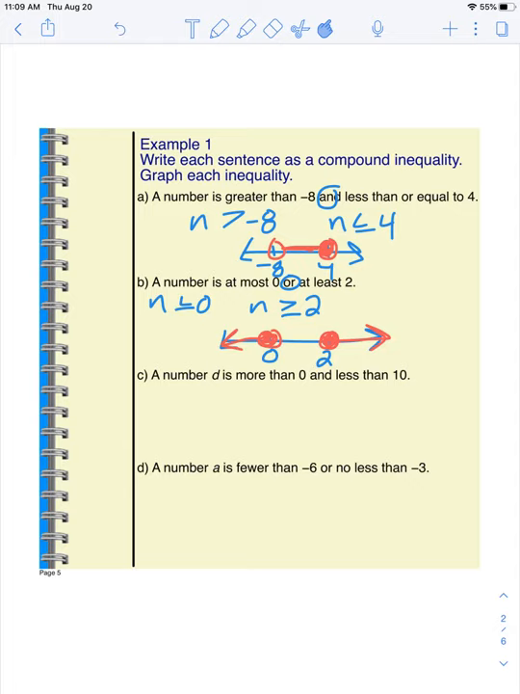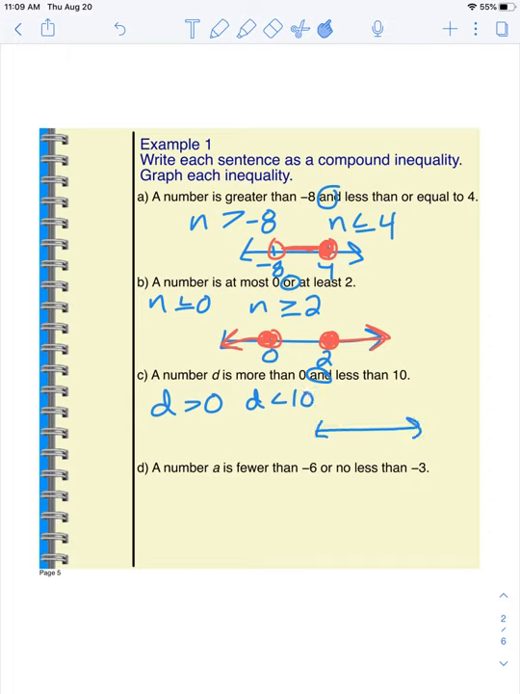All right, this is where you should pause the video, try C and D on your own, and then check them to see if you got them right. All right, I'm going to solve letter C. A number D is more than 0 and less than 10. Notice the "and." So D is greater than 0 and D is less than 10.